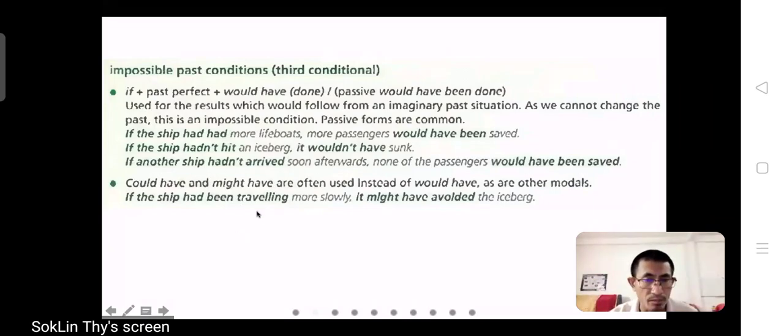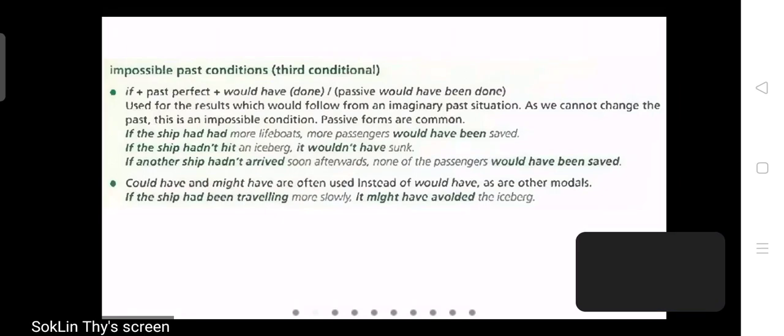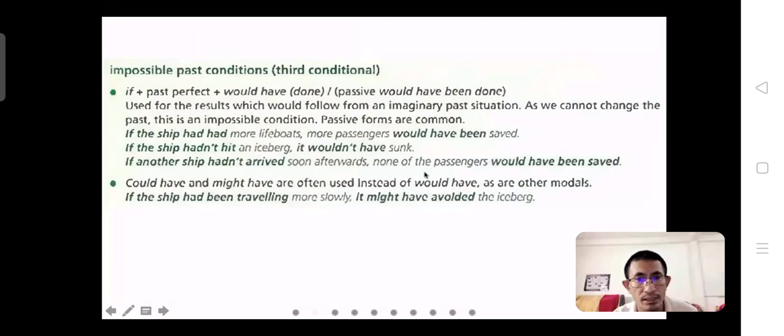If we say this disease is just like an iceberg, it looks small, but the disease is very serious. Another example: if another ship had then arrived soon afterwards, then none of the passengers would have been saved. That is a negative meaning. Yeah.